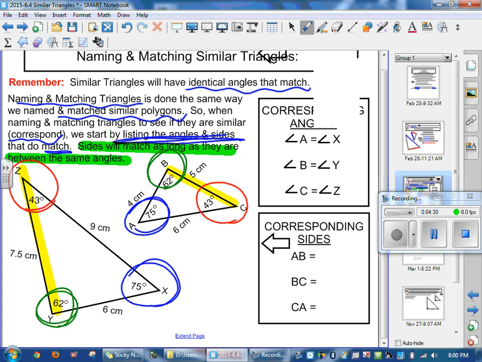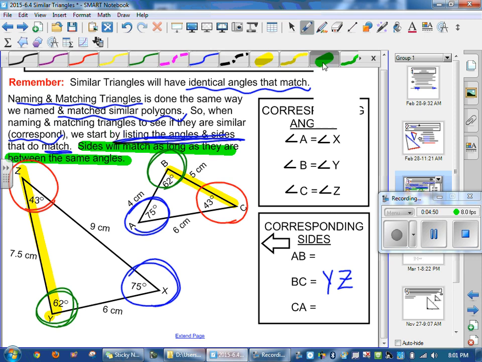So that means side BC, in the middle here, is going to match side YZ. So we can say BC matches YZ. If we take a look at the next angle, let's try and start with A.